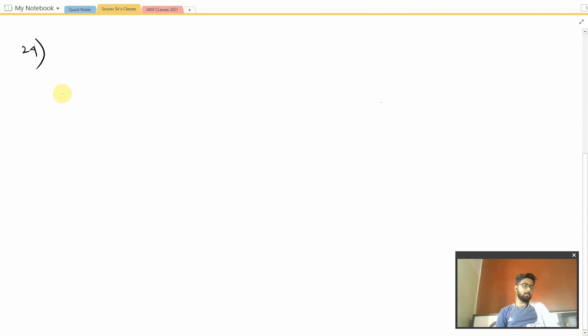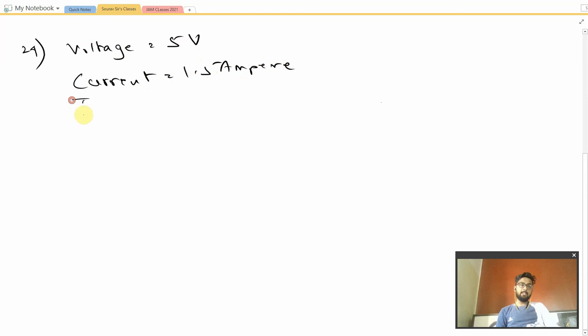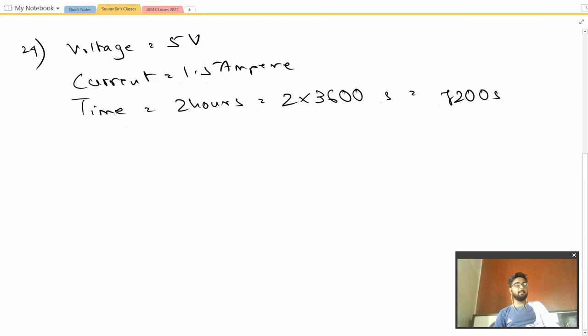A 5-volt battery delivers a steady current of 1.5 ampere for 2 hours. So the voltage given for the battery is 5 volts, the current is 1.5 ampere, and the time given is 2 hours. Voltage and ampere are in SI units, so we'll convert the time also into SI units, that is 2 into 3600 seconds, which is equal to 7200 seconds. The total charge that has passed through the circuit is dash coulombs.